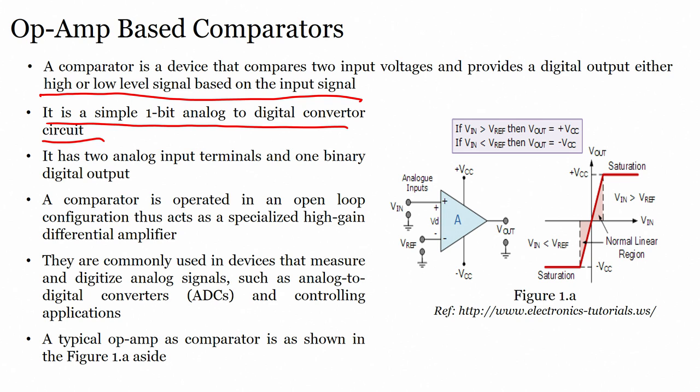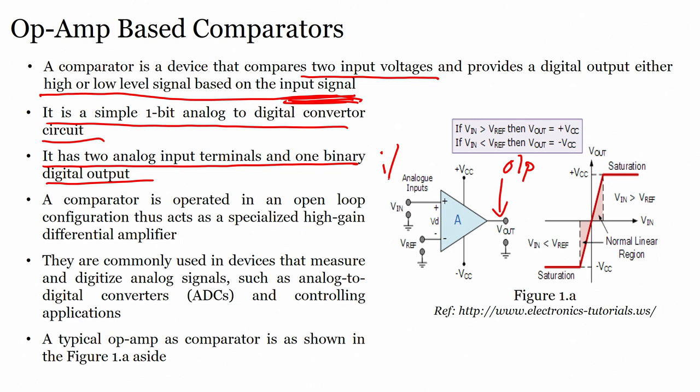The op amp based comparator. The comparator is nothing but a device that compares two input voltages and provides an output, high or low, based on the input signal. That means if the input signal is higher than the reference voltage, it will give you a high; if the input signal is less than the reference voltage, it will give you a low. It has two analog input terminals and one binary digital output terminal. So, this is the output terminal, these are the input terminals, input 1 and input 2.